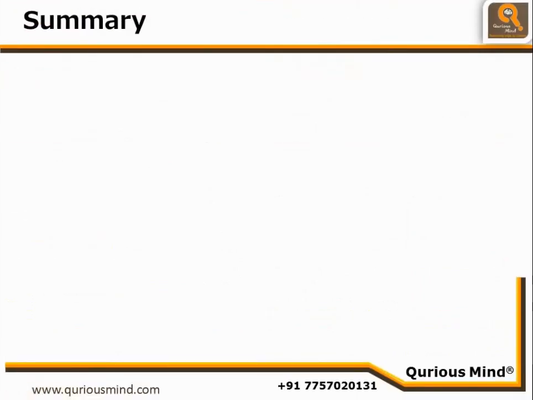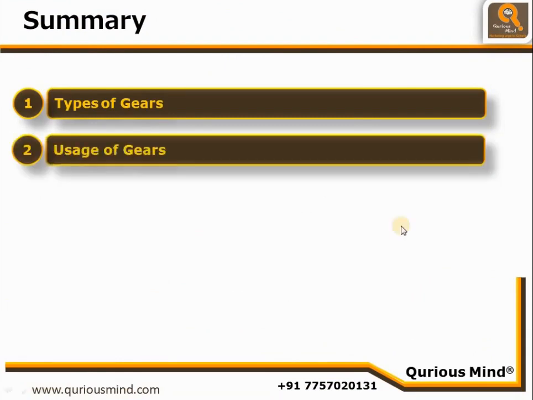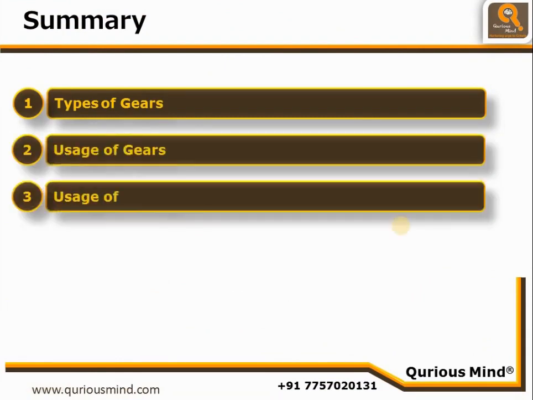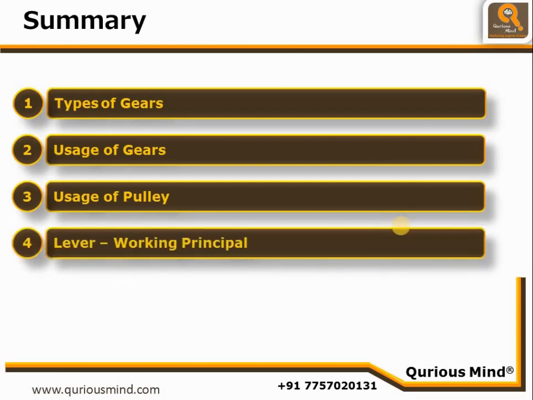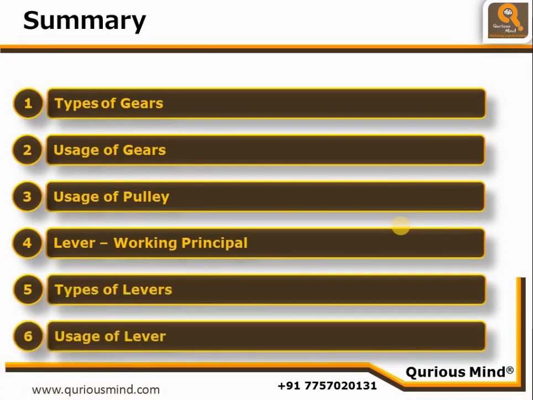So in this video, we saw the types of gears, we saw the usage of gears, then we understood what is a pulley and usage of pulley. We then looked at the working principle of a lever. We understood that lever is not a component but it is a concept. Then we looked at the different types of levers and usage of levers. This brings us to the end of this video.